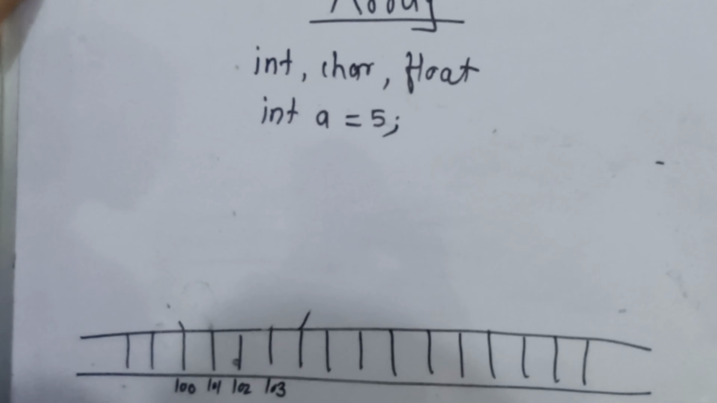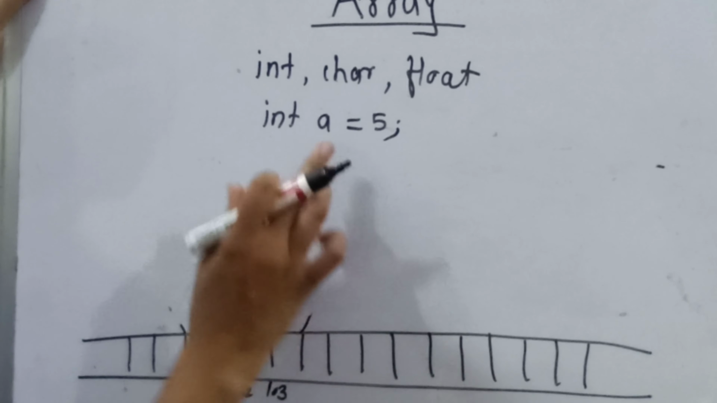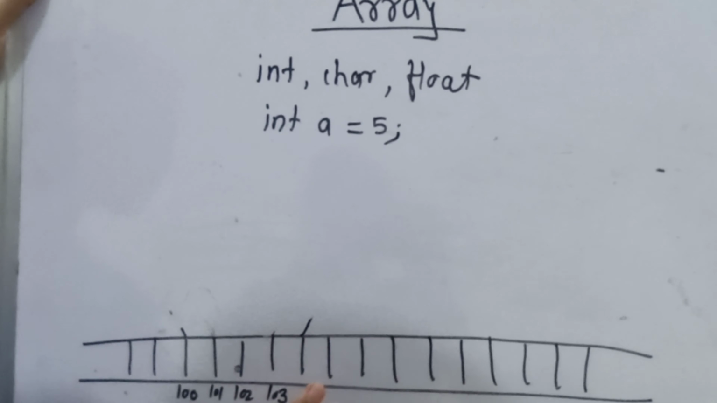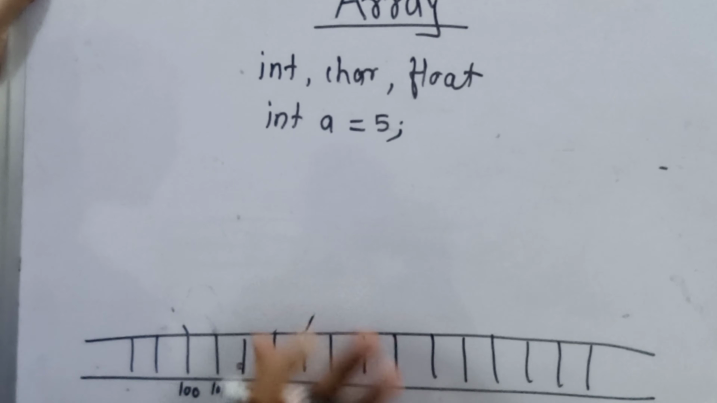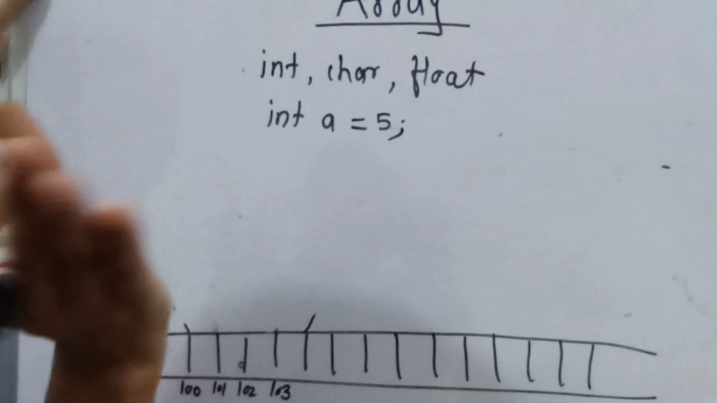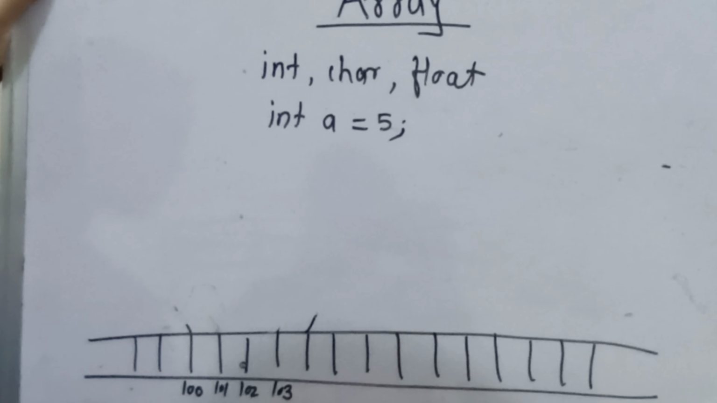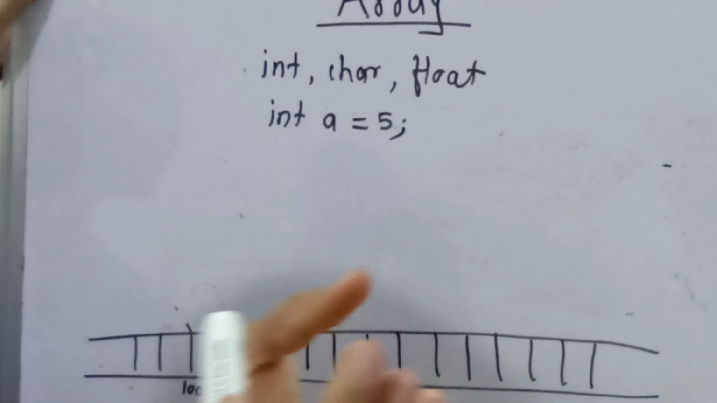This is a single declaration: integer a is equal to 5. That means a is going to contain the value 5. Now suppose I want to store the data of 50 students, so 50 roll numbers, or 50 numbers, I want to add here.